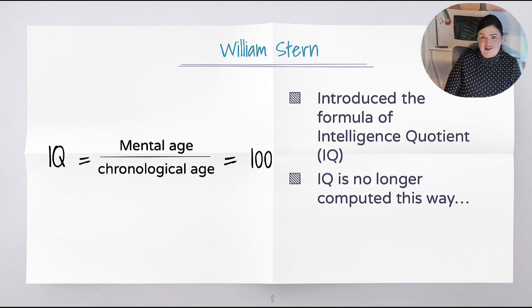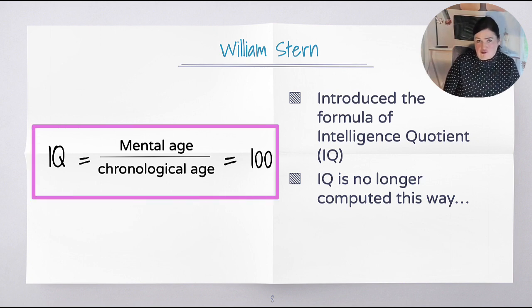William Stern is the guy who came up with the intelligent quotient. That is the formula of the intelligent quotient, or IQ, which was introduced by William Stern, and he says that IQ equals your mental age over your chronological age, and your chronological age is how old you are in years, okay? Then he says to multiply that number by 100, and that is your IQ. However, it is actually no longer computed that way today.